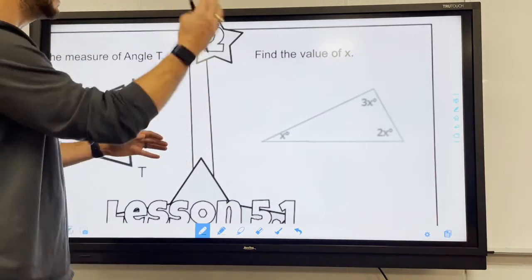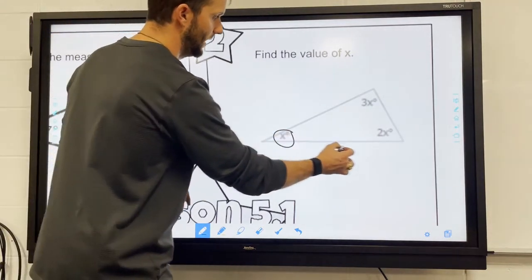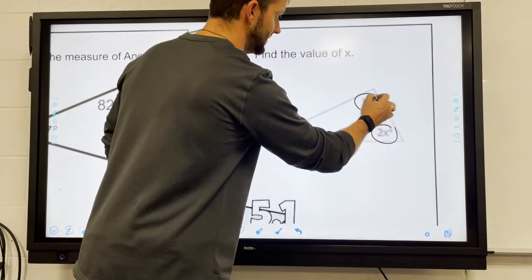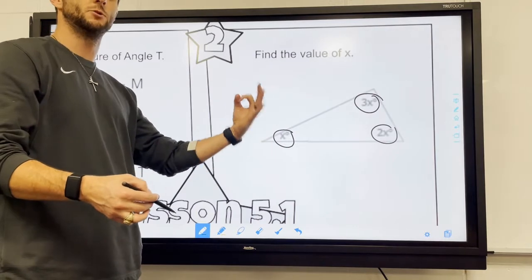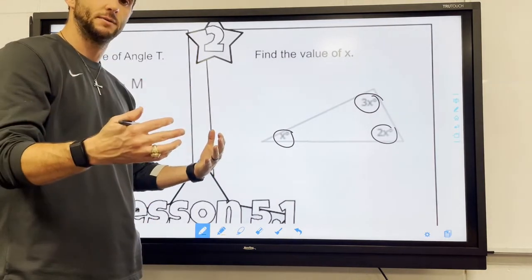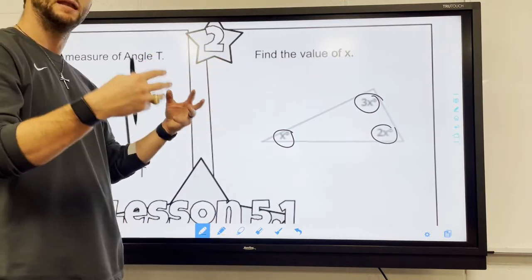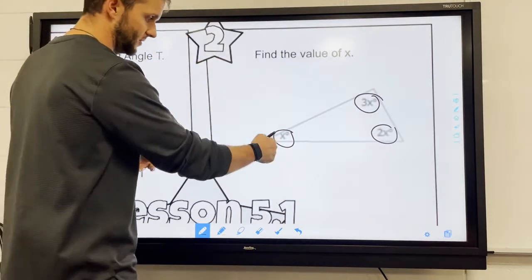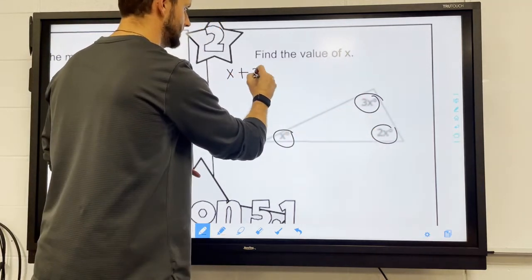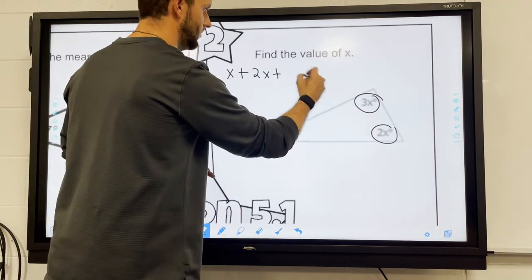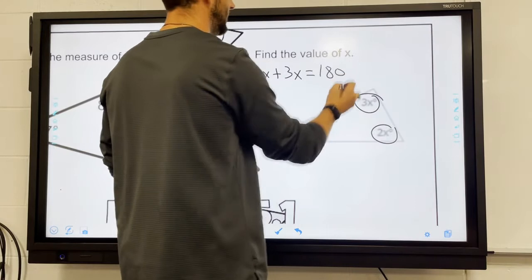So right now, looking here, before I even solve for x, I know if I take this angle, this angle, and this angle, those are the three angles of my triangle, and they are going to add up to 180 degrees. That is my concept. So now I'm going to take all three of those angles, set them equal to 180, and solve. My first angle is x, plus my second angle is 2x, plus my third angle is 3x, and I know all three angles are going to add up to 180 degrees.